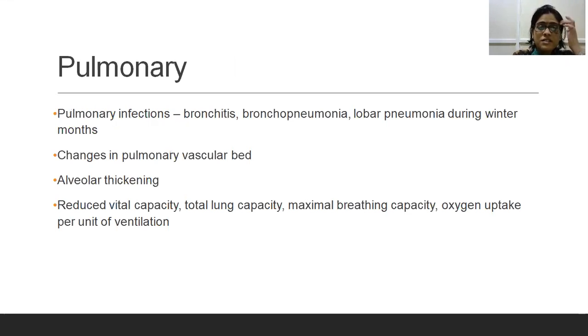Then you have pulmonary features. Your patient can present with repeated pulmonary infections in the form of bronchitis, bronchopneumonia, lobar pneumonia, especially precipitated during the winter season. There will also be changes in the pulmonary vascular bed, alveolar thickening, and a functional compromise in pulmonary function. You will have reduced vital capacity, reduced total lung capacity, reduced maximal breathing capacity, and reduced oxygen uptake per unit of ventilation. So this is your pulmonary effect.